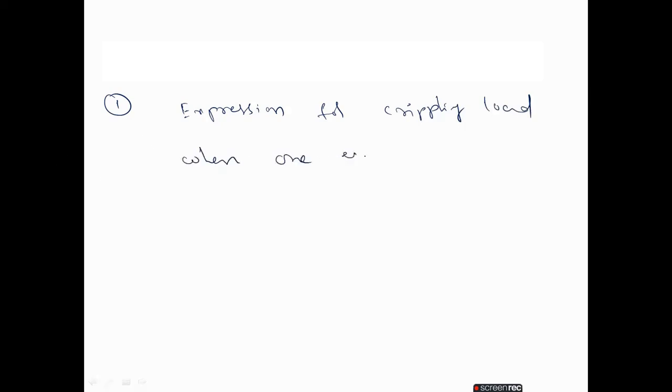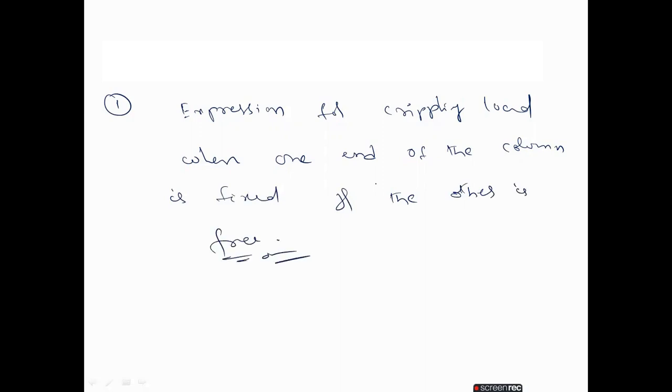And moving ahead, the second condition in Euler's theorem I will write here now. It is also a very easy one. The expression for the crippling load, crippling load is nothing but buckling load also, when one end of the column is fixed and the other is free. So this is the condition. So I will write here how we will take the diagram.